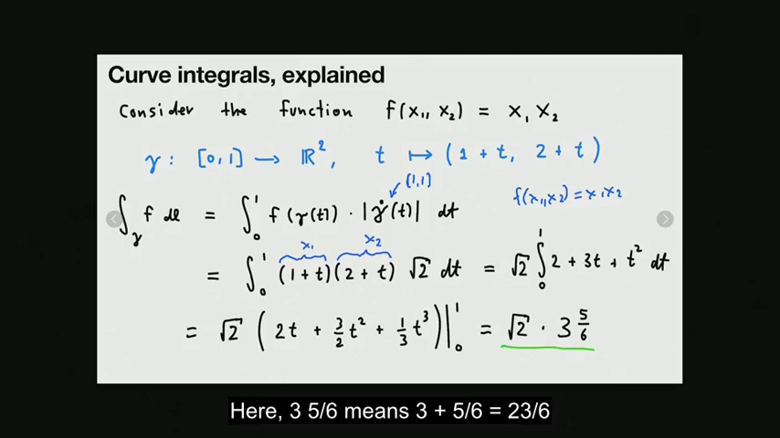Okay, so we just applied the standard method of calculus. We applied the definition of the curve integral and the standard methods of calculus to get there. That's all.